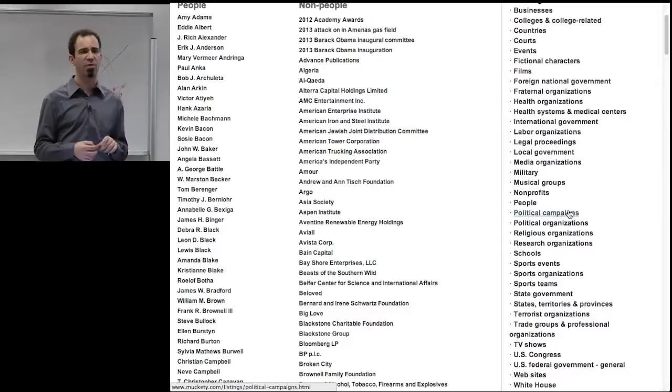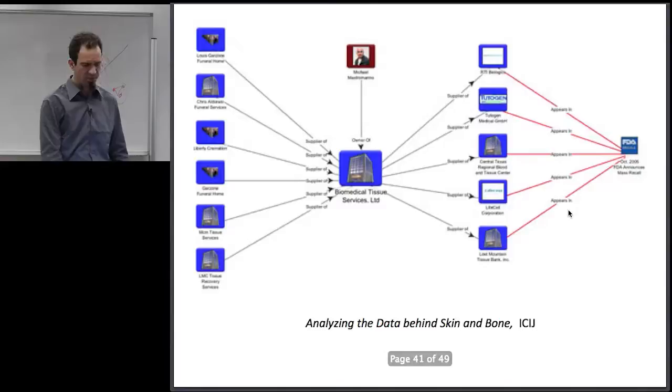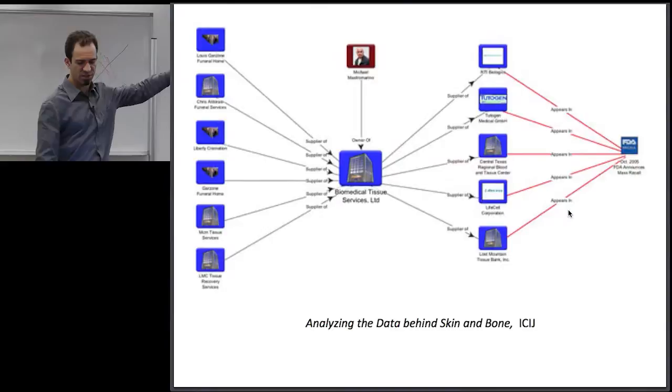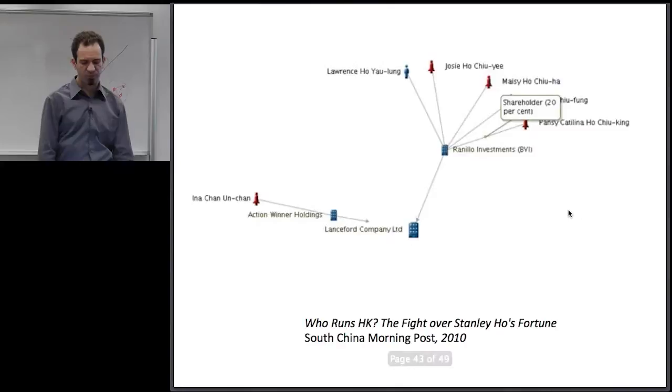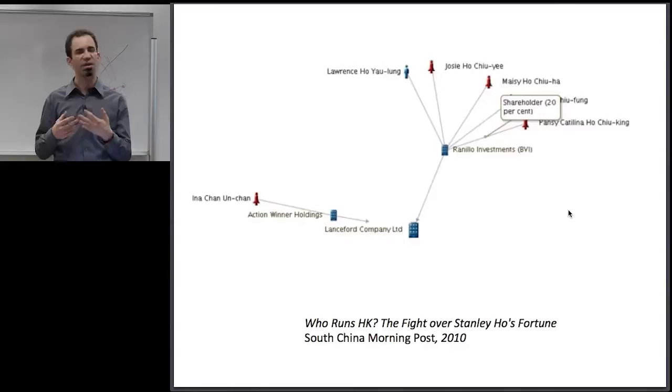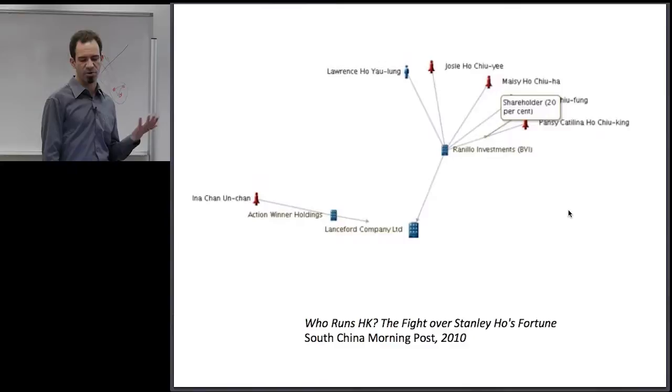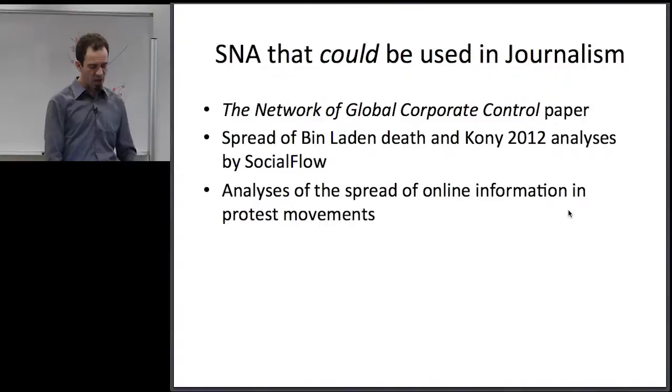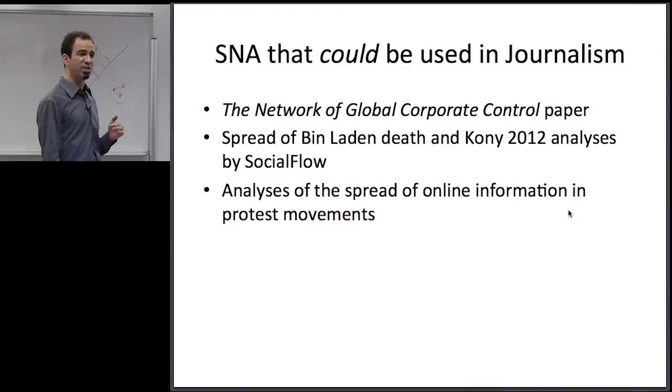So Muckety, so these are the examples we saw, right? We had this for the tissue trade, this sort of web of companies, and then the insider trading thing. It's actually a nice little video that they made for Who Runs Hong Kong, which talked about the fight over this guy's billions within his family and all of the shell companies that he used, and it was pretty cool. So in there, the graph was used to illustrate the story. I don't know if when the reporters were working on the story, they actually used it to discover it or not. And then Muckety, which we just looked at. I want to end with some things that you could use in journalism, but I haven't seen anybody do yet.